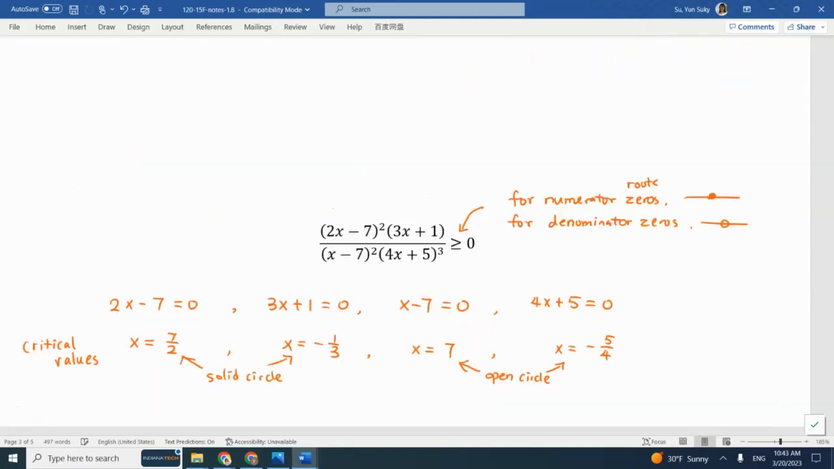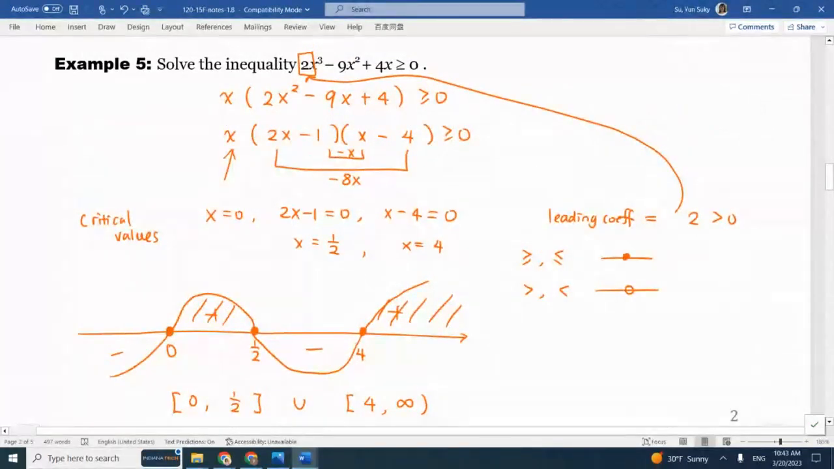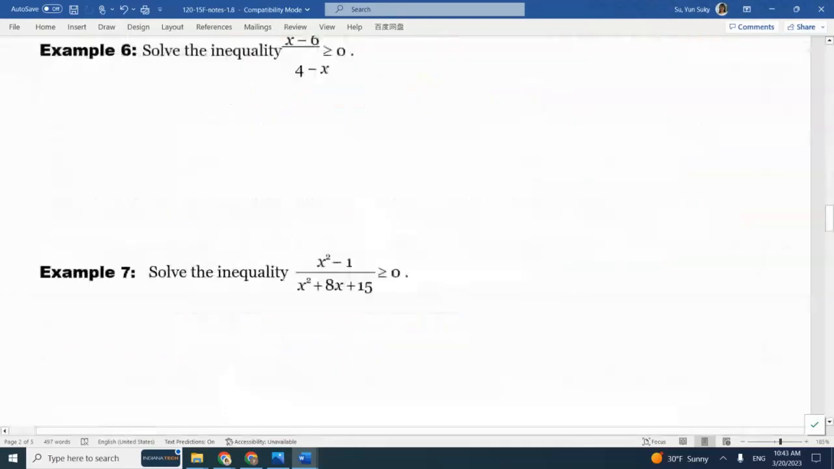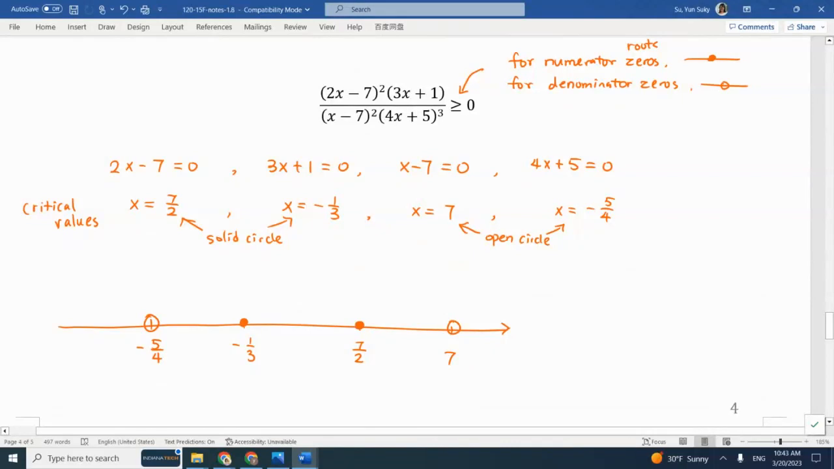From the last problem, if your inequality includes 0, it's greater or equal or less than or equal to 0, then you put solid circle. If it does not include 0, greater than or less than, you put open circle. But now you have a rational expression. You want to put solid circle, but the denominator cannot be 0. So for the denominator roots, you put open circle. For your numerator roots, you put solid circle.